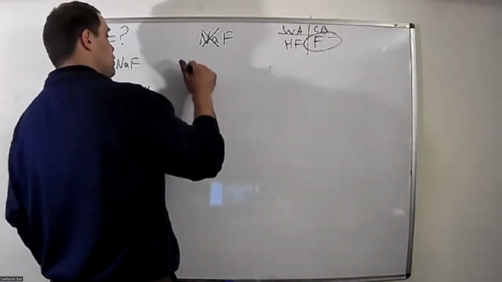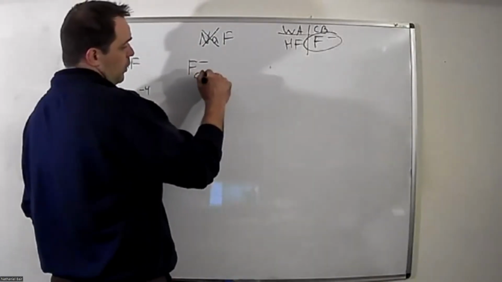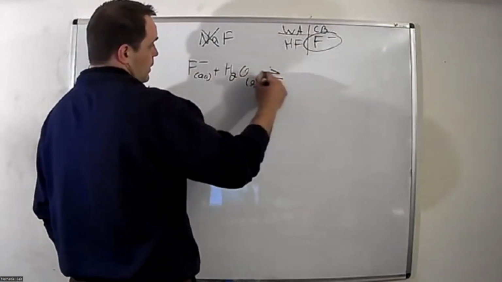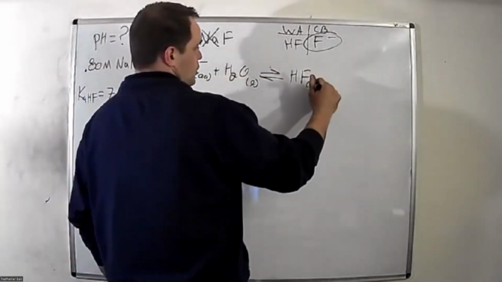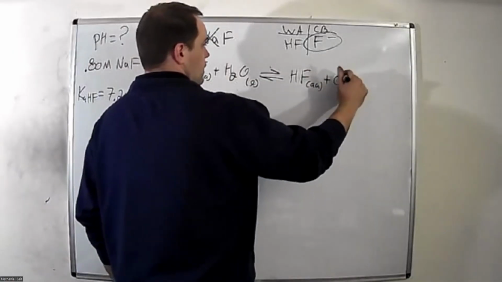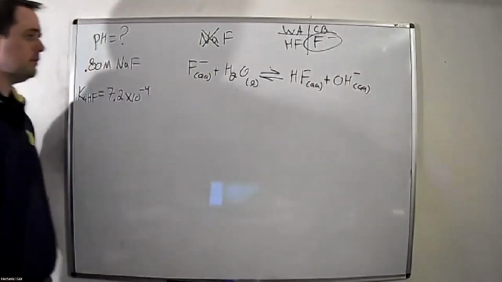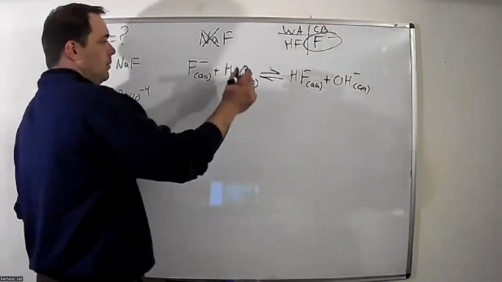Next thing you have to do is show me that basic salt being a base in water. So we're going to show fluoride reacting with water. It's going to rip a hydrogen off of it to make HF and hydroxide. Just like that. There we go.